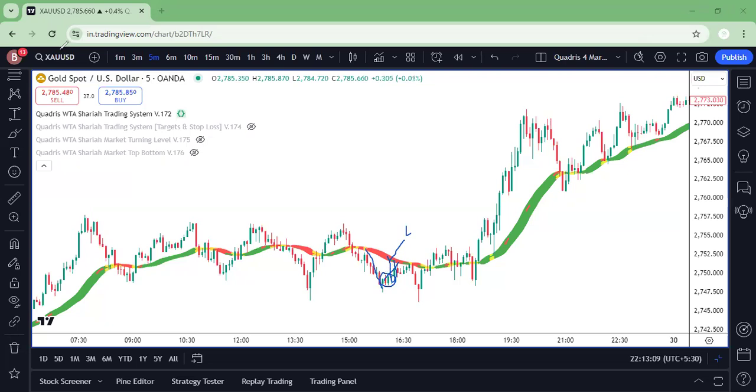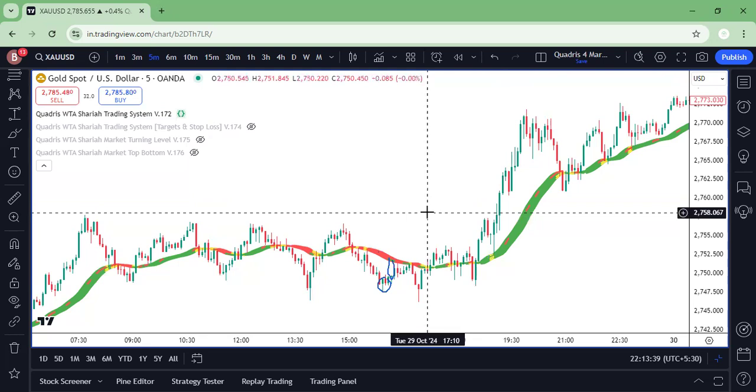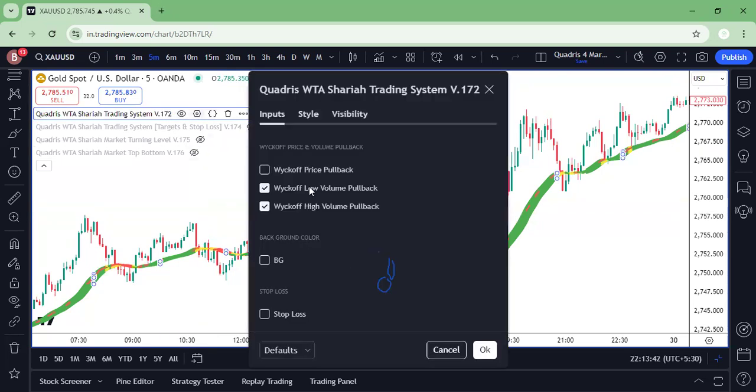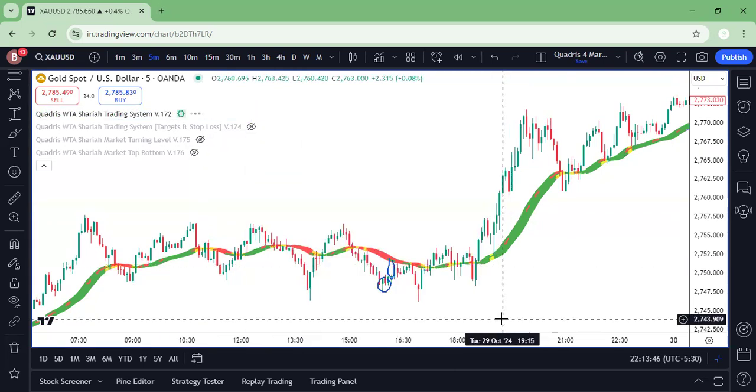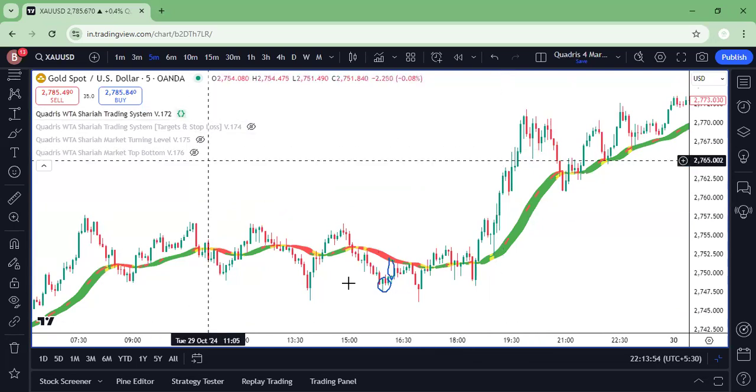So if I add the high volume feature, watch closely. We are talking in terms of this particular area. So what about these candles? Watch over here. Now I'm applying the third parameter of Wyckoff, that is high volume. So what does that mean?